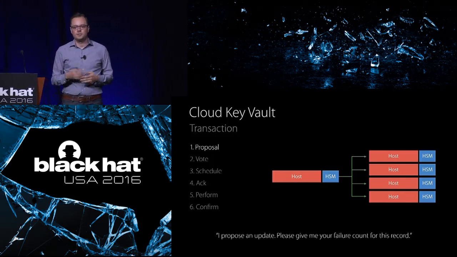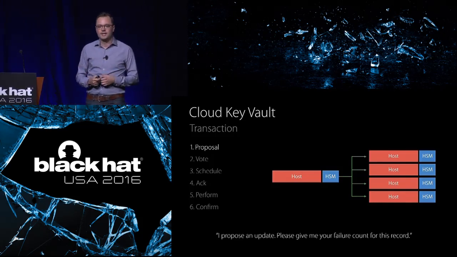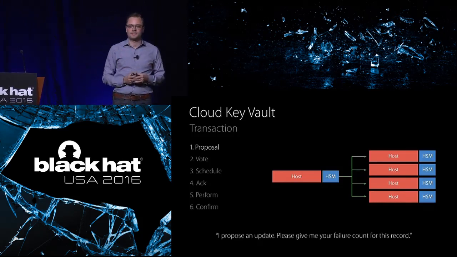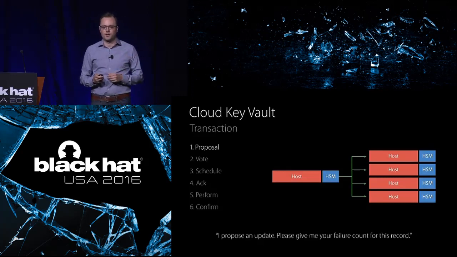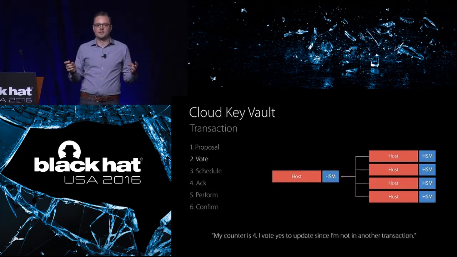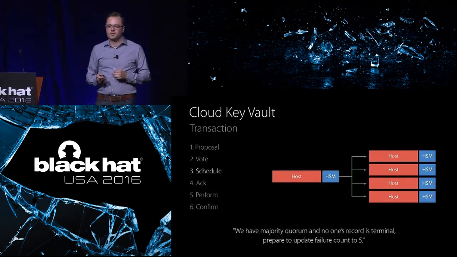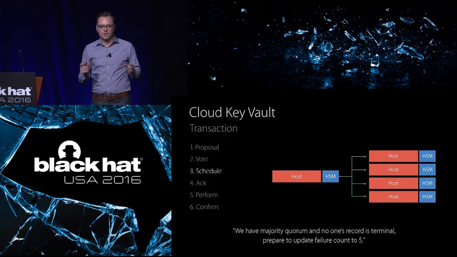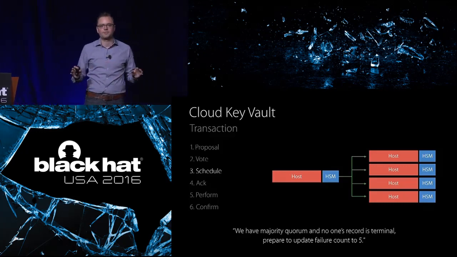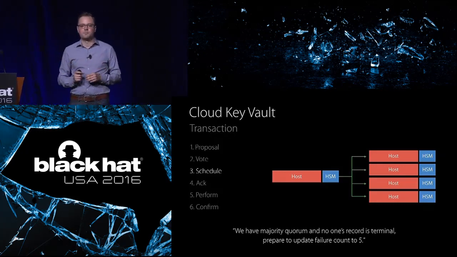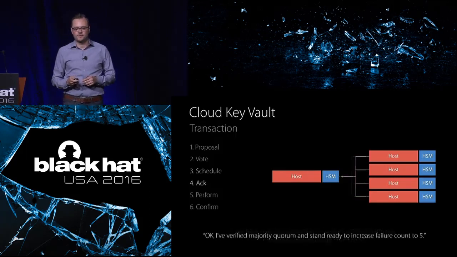Effectively, one Cloud Key unit out of the club is chosen as the originator and says, I propose an update. Please give me your failure count for a specific escrow record. The rest of the units say, here's my counter. I vote yes on this update because I'm not in another transaction, so I can do this. Then we move to the next phase where the originator says, very good, we have majority quorum. No one's record is terminal, so prepare to update the failure counter to 5.